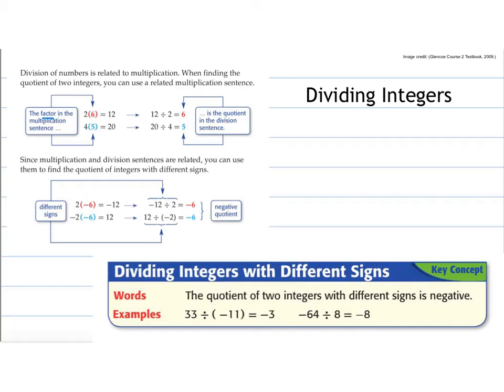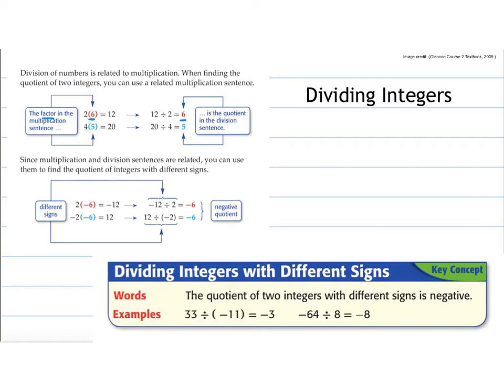Okay, the factor, that's the number that's being multiplied, is also the quotient or the answer in a division. So you can see how they're related. 4 times 5 equals 20, and then if you take 20 divided by 4, you end up with the 5 that you had.